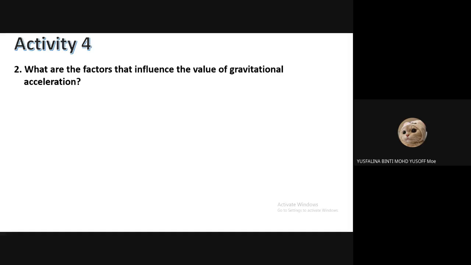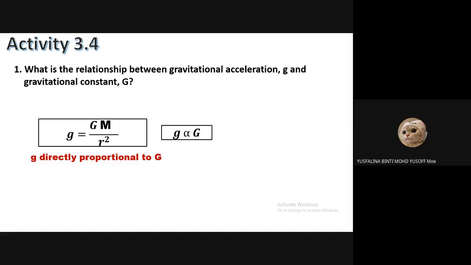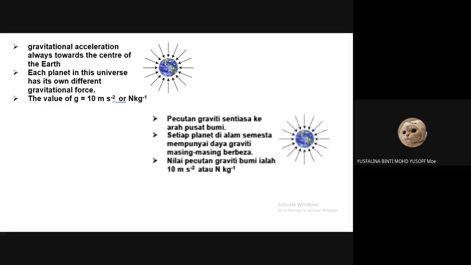What are the factors that influence the value of the gravitational acceleration? The mass of an object and also the distance of an object. That one you can see from the formula here: the mass and also the radius, or you can say the distance. Gravitational acceleration is always towards the center of the earth. Each planet in this universe has its own different gravitational force. The value of g is 10 ms^-2 or N kg^-1.